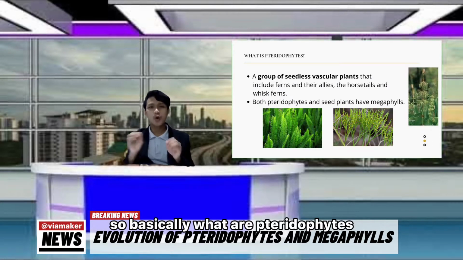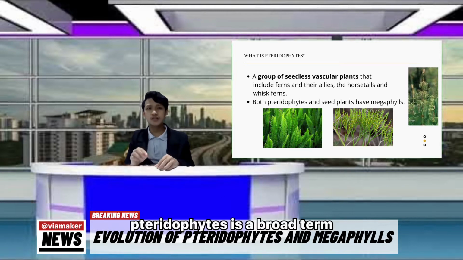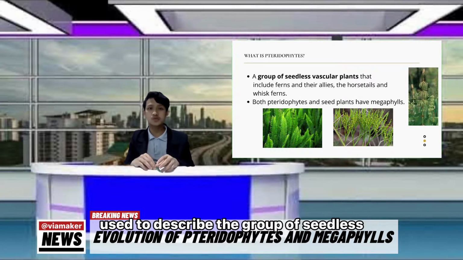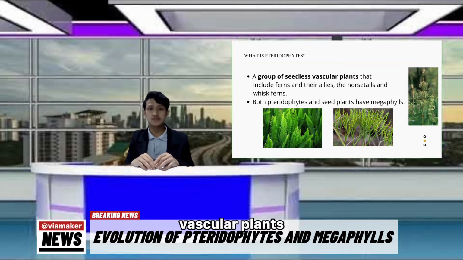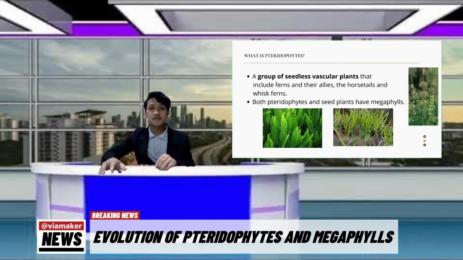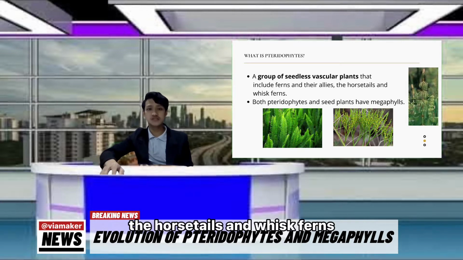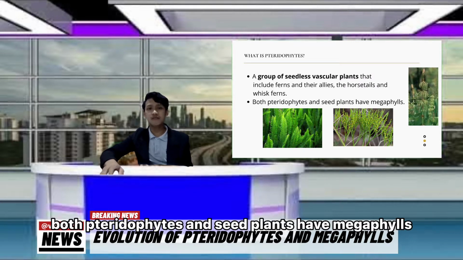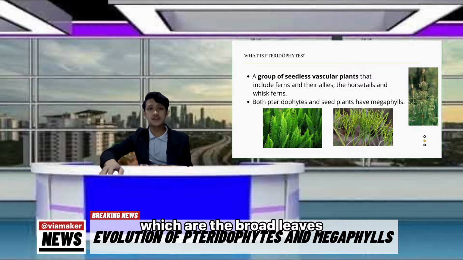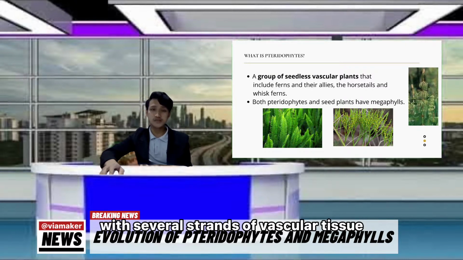So, basically, what are pteridophytes? Pteridophytes is a broad term used to describe the group of seedless vascular plants that includes ferns and their allies, the horsetails and whisk ferns. Both pteridophytes and seed plants have megaphylls, which are the broad leaves with several strands of vascular tissue.